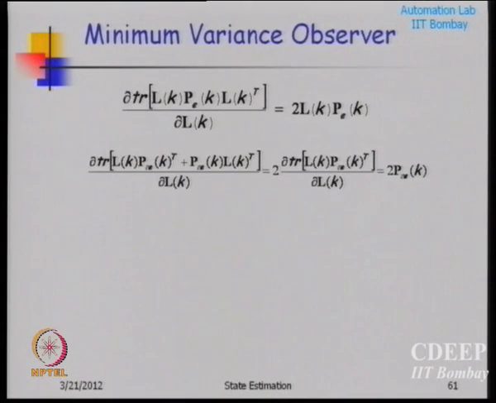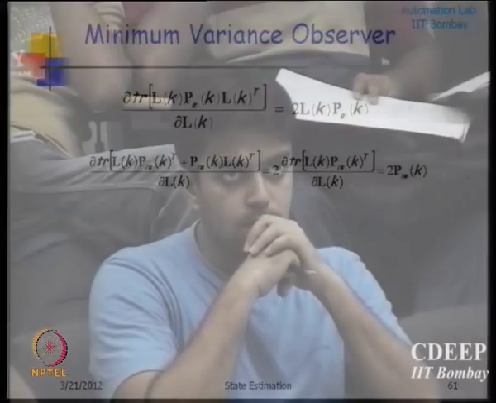Is everyone with me on these two results? Is it okay? I am using that algebra which I showed you, differentiating a scalar function of a matrix with respect to a matrix. What is the matrix here? L. I am differentiating P_{k|k} with respect to L_k.